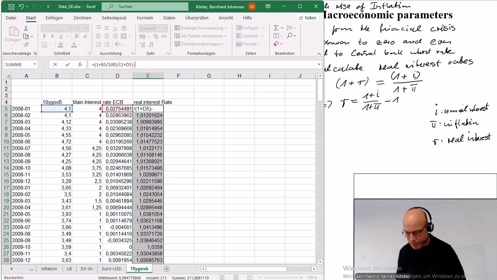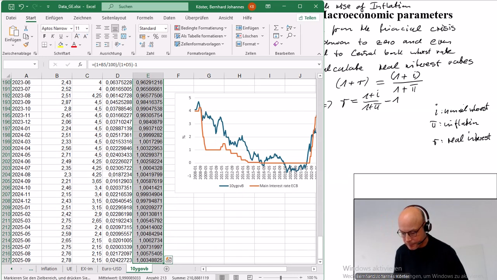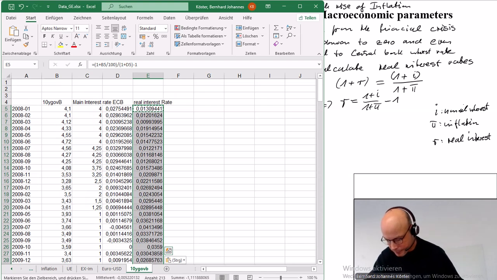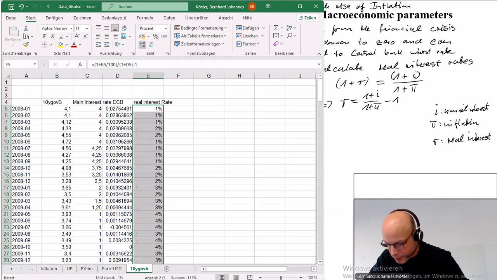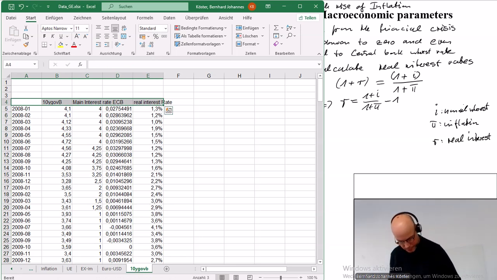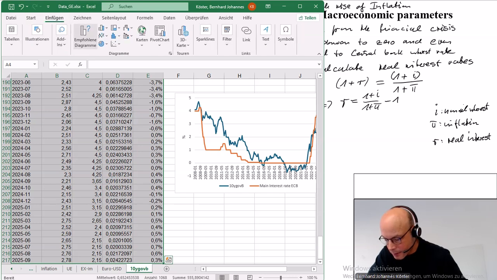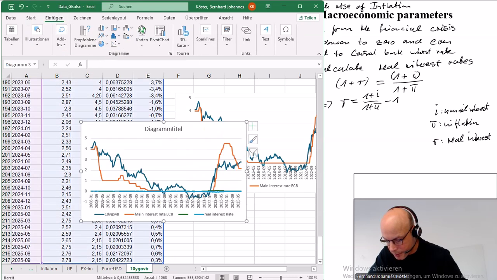Quite nice. So here we are. And going back to the percentage representation. And showing the numbers.